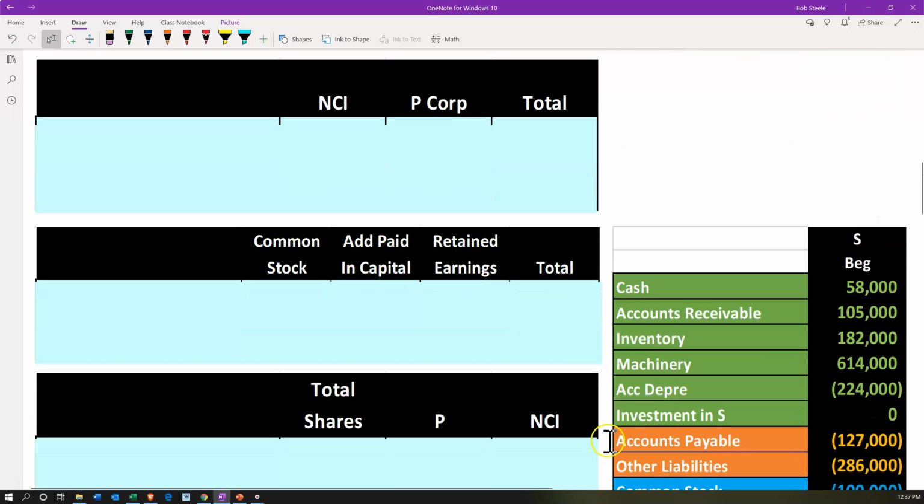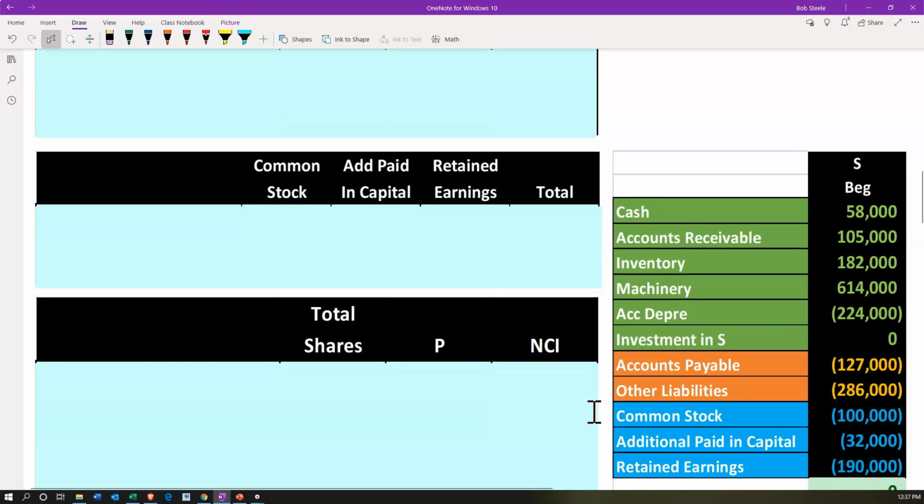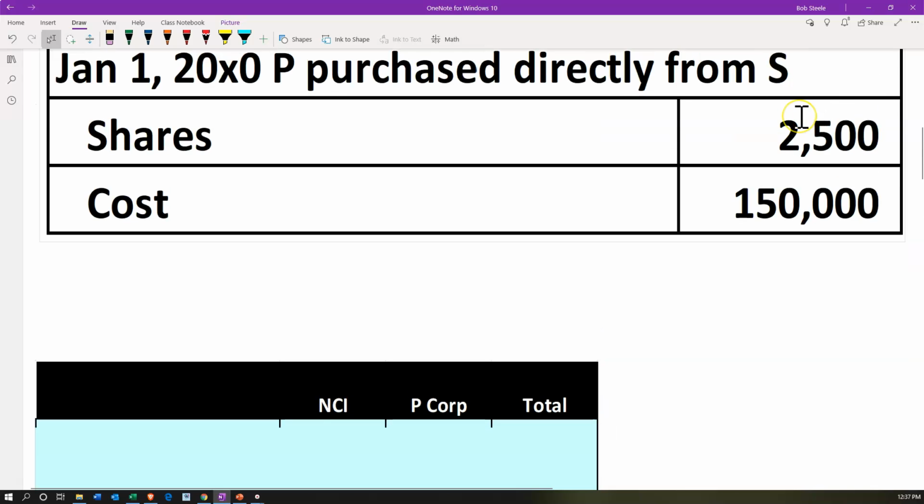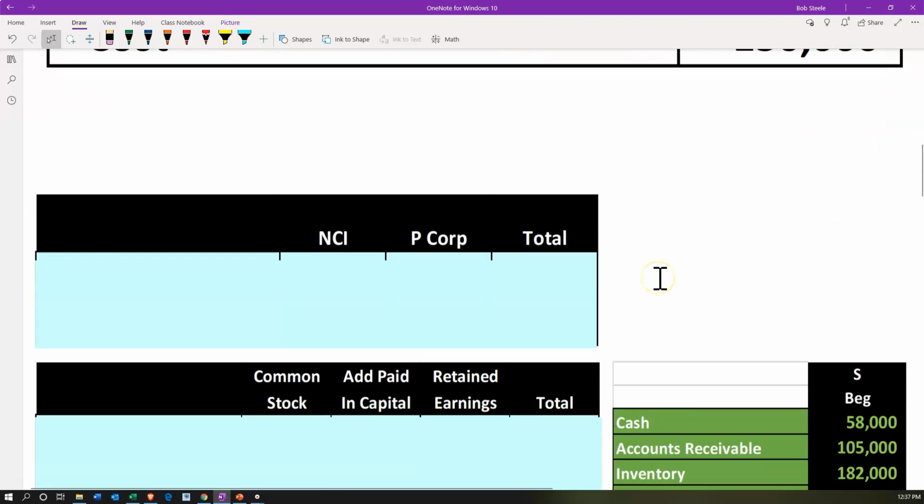So we're going to take a look at this in a few tables. We'll consider this in a table format, and then we will consider our consolidation process. To the right, we have the beginning balances for S. So what we'll do is we'll consider the beginning balances before any transactions took place with regards to this last component. Then we'll think about the journal entries that would be on P's books and S's books in relation to this issuance of stock. Then we'll do our normal kind of consolidation process.